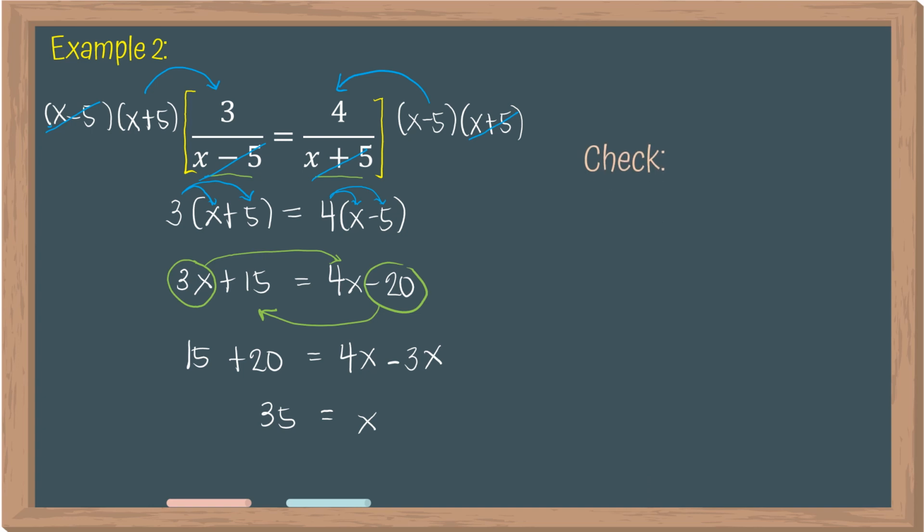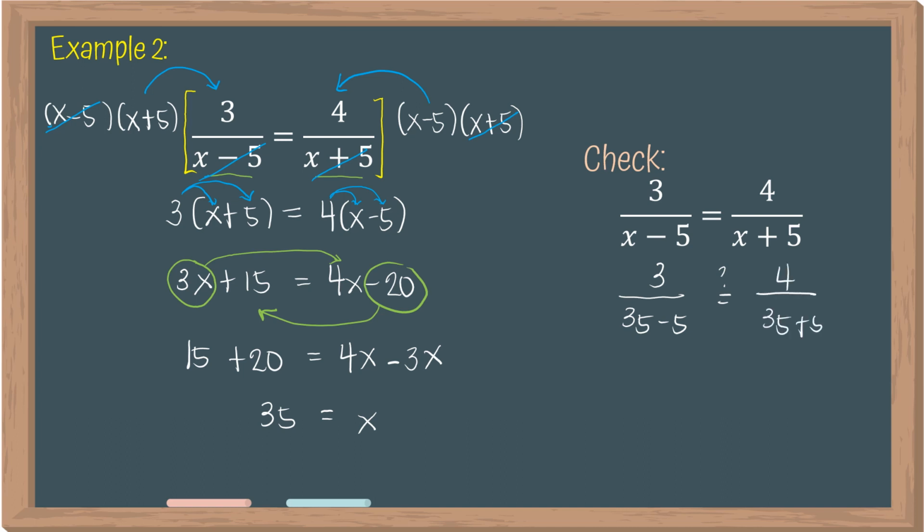So, after that, we're going to check our answer by using the original equation. 3 over x minus 5 is equal to 4 over x plus 5. To do that, we're going to replace our variable x with 35. So, that will be 3 over 35 minus 5. Will that be equal to 4 over 35 plus 5? Let's see. So, 3 over 35 minus 5 will be 3 over 30. And then, we have 4 over 40.